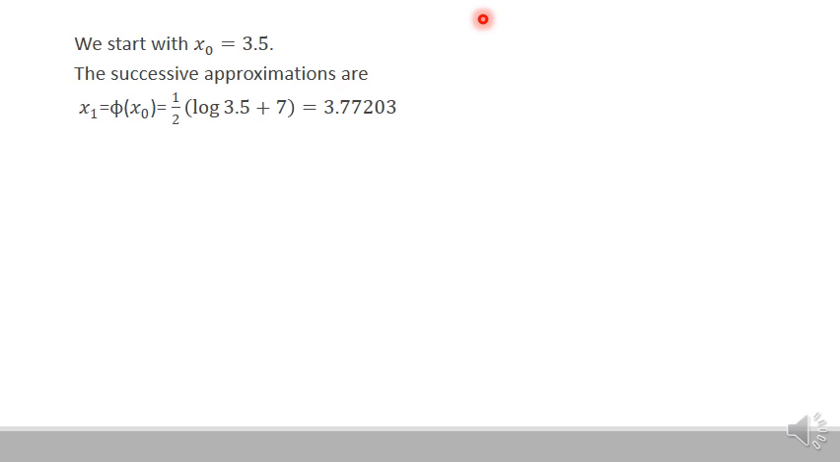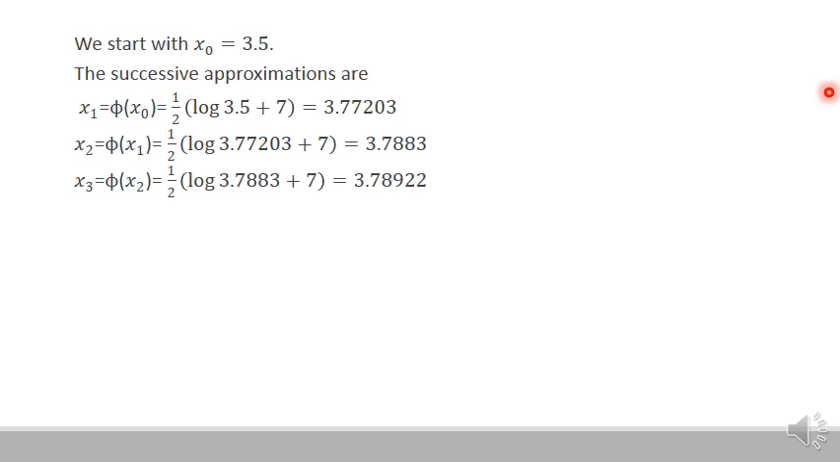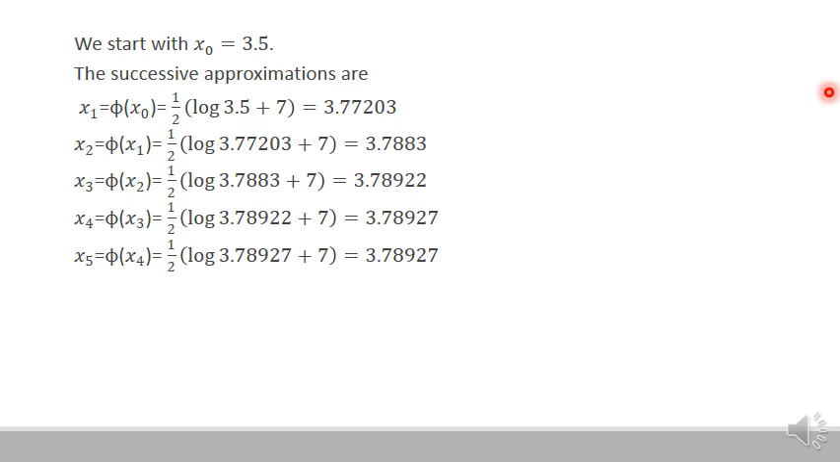Since the root lies between 3 and 4, we choose our initial approximation x0 as 3.5. We find out the successive approximations. x1 is equal to phi of x0 and we get the value as 3.77203. Similarly, x2 is 3.7883. x3 is 3.78922. x4 is 3.78927.